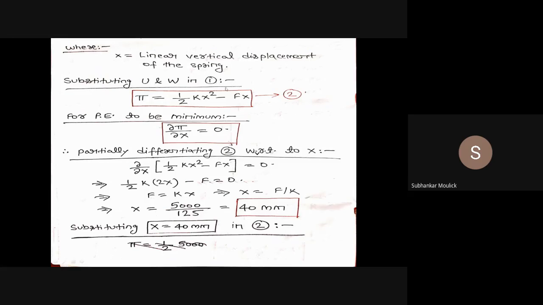That means del by del x of this particular expression, half kx square minus fx, equal to 0. Half and k you can take out of the del by del x operator. Del by del x of x square is 2x, minus f times del by del x of x, which is 1. So the equation becomes half k 2x minus f equal to 0. This 2 and this 2 cancel out. So f is equal to kx, or x is equal to f by k.